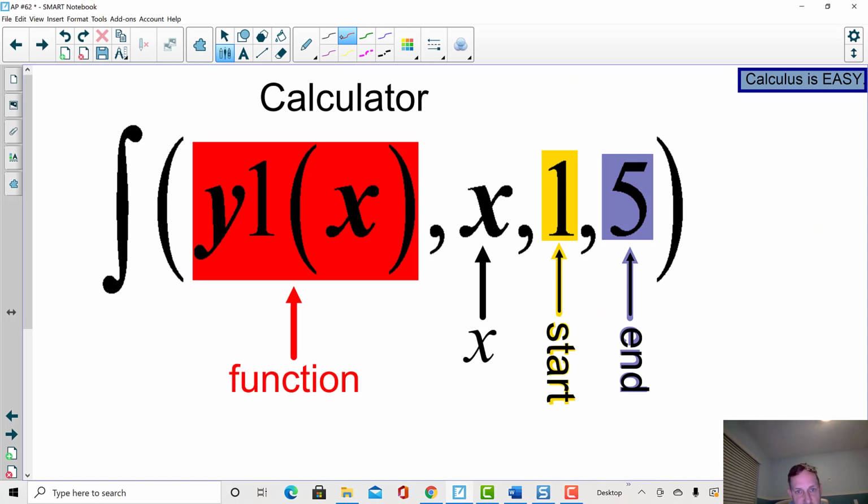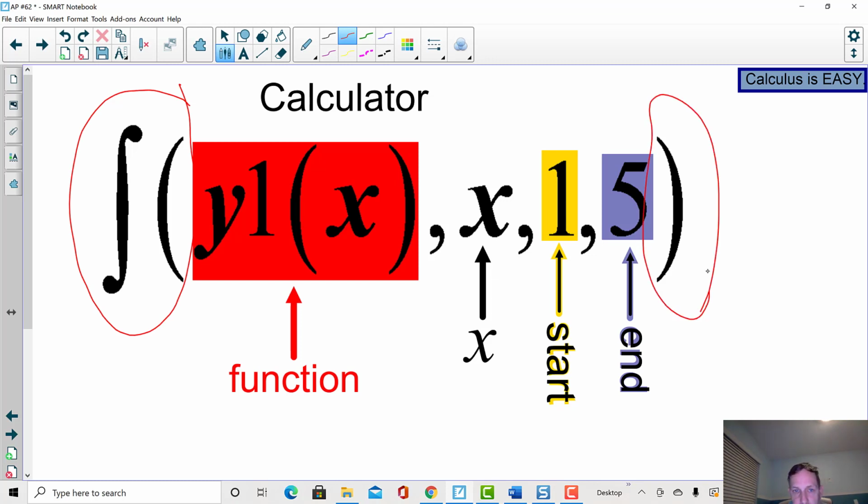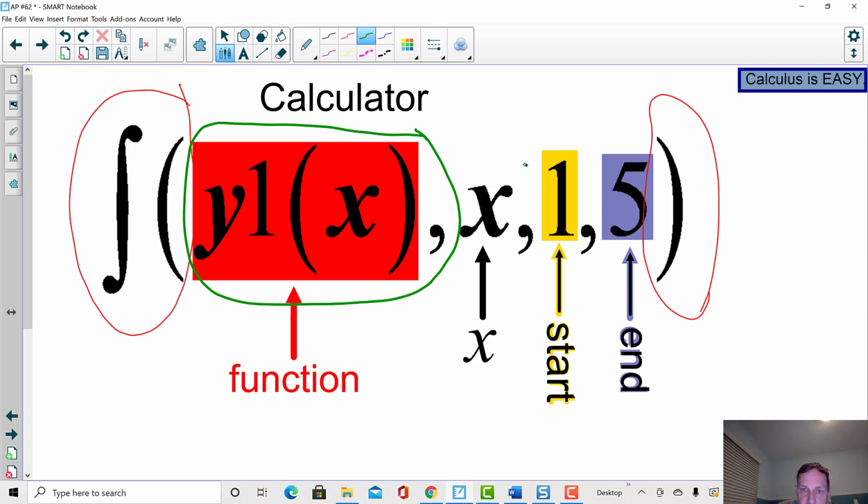Okay, that's it. That was our last example. I do want to remind you how to type it in your graphing calculator. You're going to start with the integral, and it's going to give you the first parentheses. So you're going to have to type the last parentheses. Your function is the first argument that you type. Then you're going to type in an x, and then your starting bound, and then your ending bound.